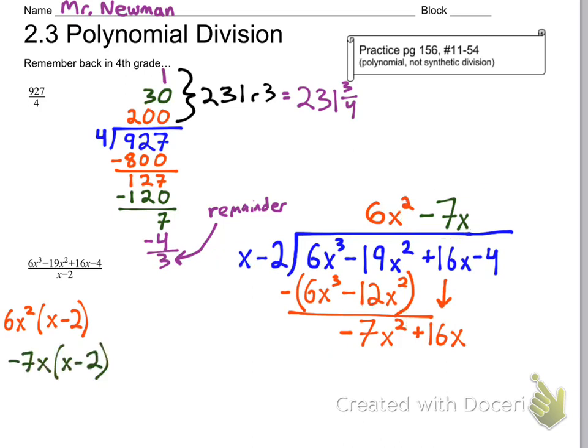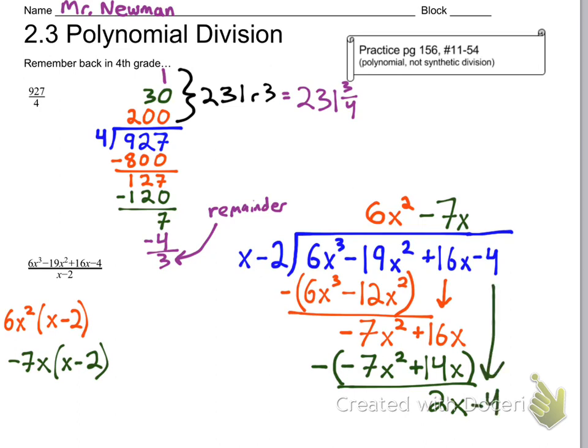Because if you have negative 7x and you multiply that by x minus 2, you're going to get out negative 7x squared as the first term. I want to multiply the negative 7x and negative 2 to get positive 14x. And once again, we're going to subtract that out. Again, be very careful with your negatives. We get 2x. And let's pull down the 4 and the negative 4. Lastly, how many times does x go into 2x? It goes in twice, so we're going to say plus 2. And when I multiply that out, we write that down here, 2x minus 4. When we subtract that, we get a 0.